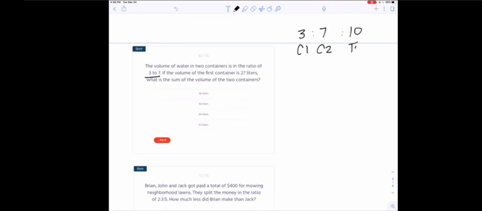We add them up to get a total of 10. Okay? Then it says volume of the first container, so container 1 is 27. What is the sum of the volume of the 2 containers? Well, that just means the total. So we're looking for the total. So let's set up our fractions.